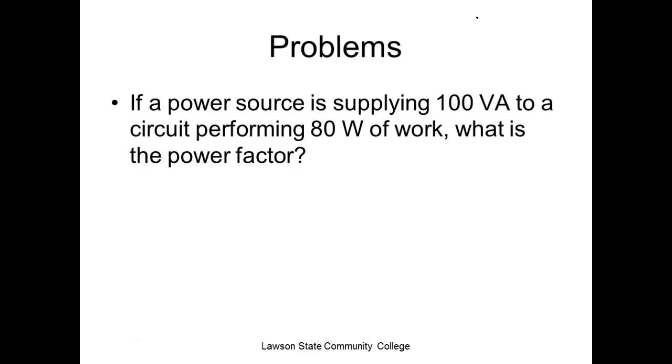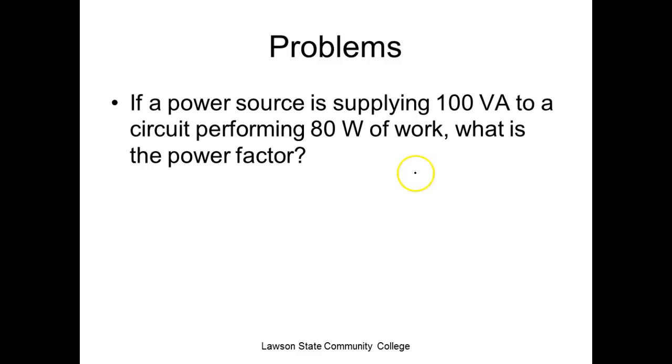So if a power source is supplying 100 VA to a circuit that requires 80 watts of work, what is the power factor? Well, it's the true power over the apparent power. So it'd be 0.8 or 80%, which is not good, right? Alabama Power will charge you a penalty for that.